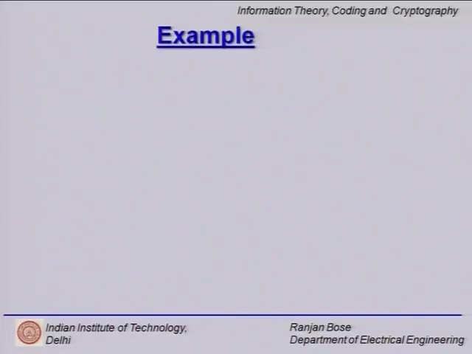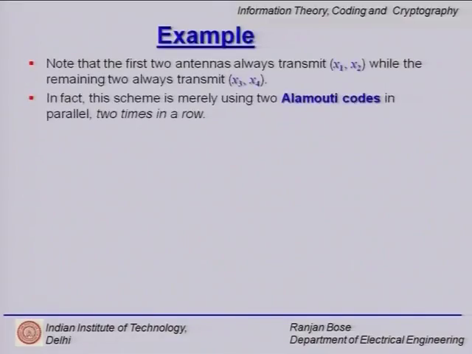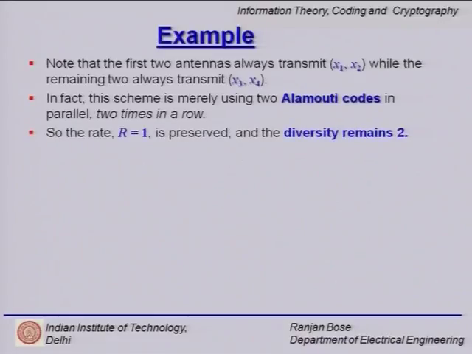So effectively what we have done is we have just concatenated two Alamouti codes, and we are trying to say that we are sending X1 and X2 and X3 and X4, but we are just using the Alamouti code 2 times in a row. But Alamouti will only give me a diversity gain of 2. Rate is preserved because 2 times in a row we are using a full rate code, so the effective rate is 1, but there is no improvement in diversity.